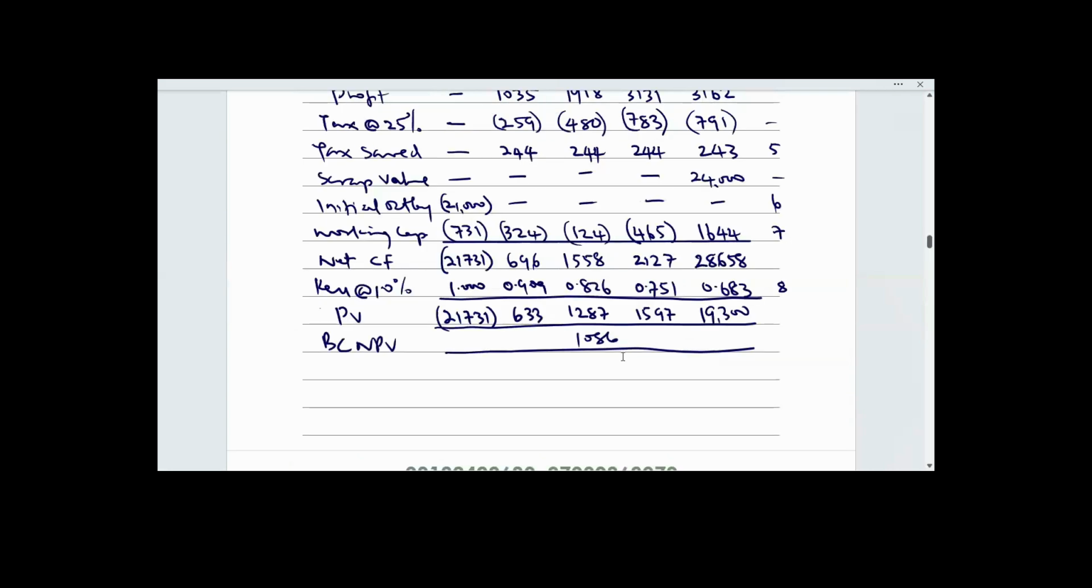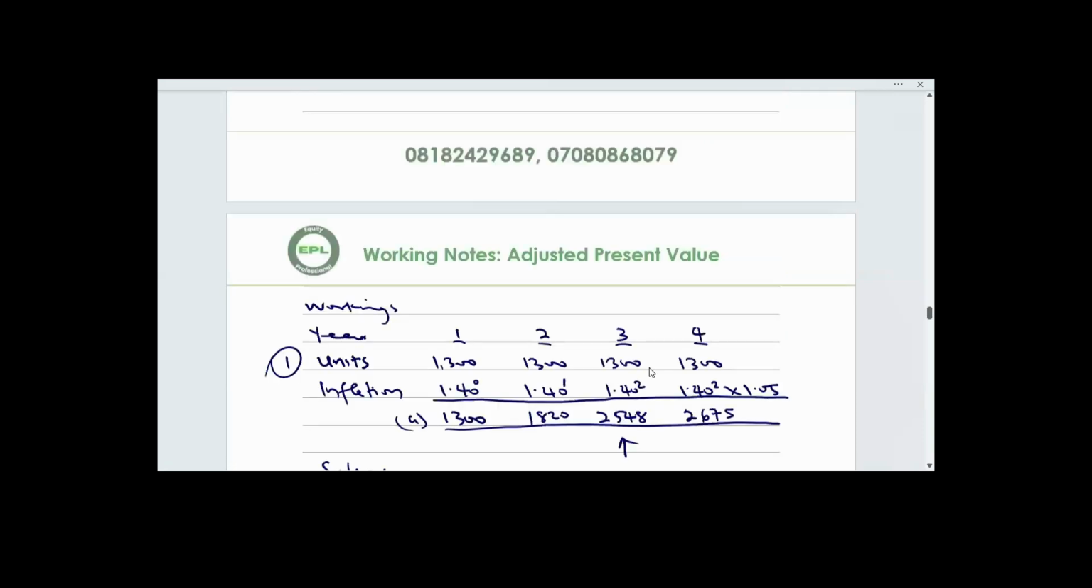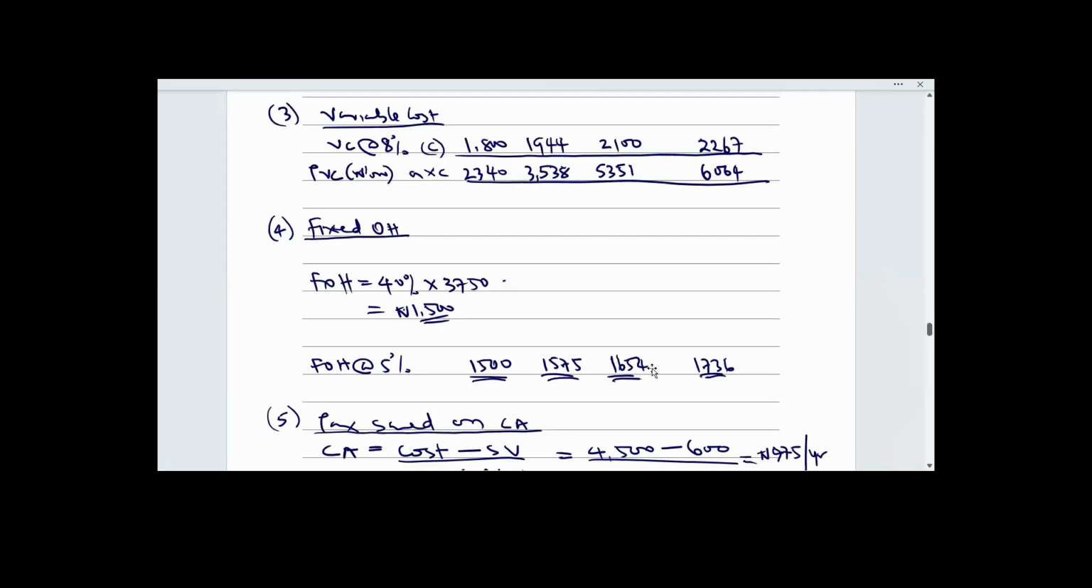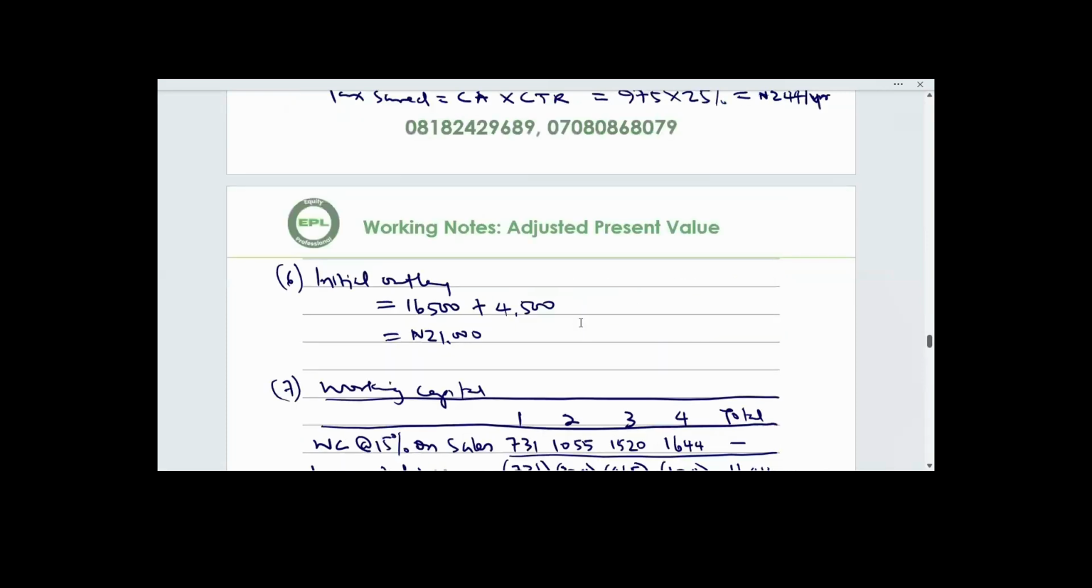Working capital, year two. Something is missing. Year two is supposed to be 364. Let me see again. Let's pick the number. That's 15% of the sales. So 324, 465, then 124. That's the order. 324, 465, 124.